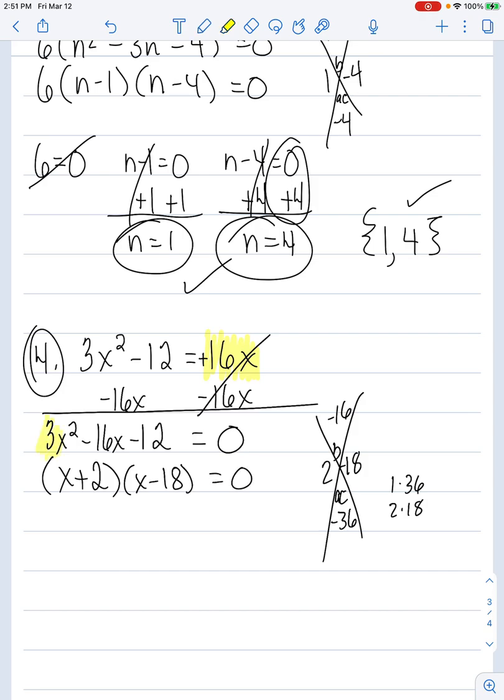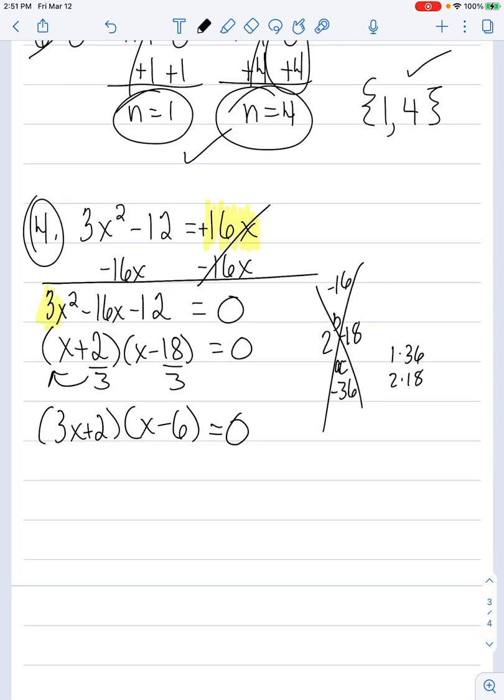And let's slip and slide with the 3. Divide everything by 3. So we'll slide this over to get 3x plus 2 times x minus 6, because 18 divided by 3 is evenly 6, equals 0. And remember, our last step to get our solution or our zeros is to set each of our factors equal to 0. I think that's called the zero product property. I'll have to go back and check on that.